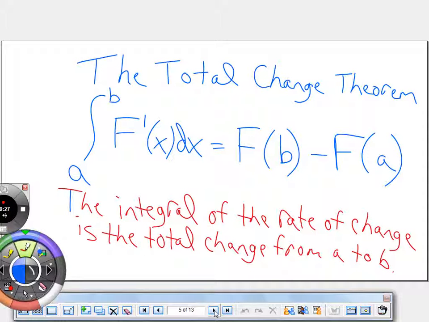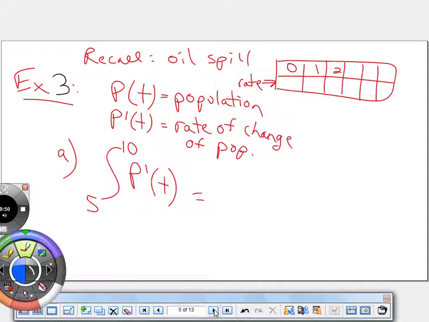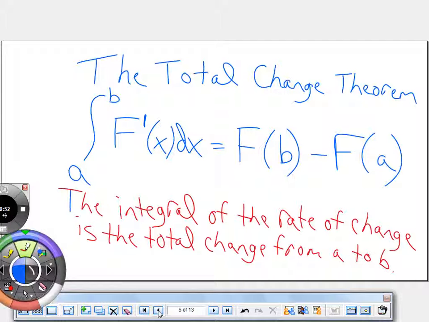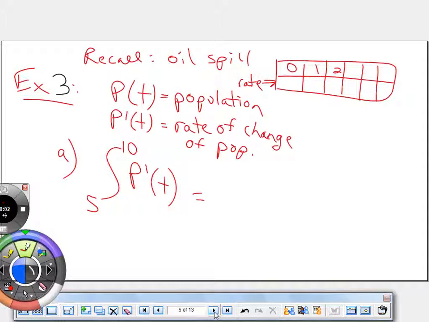All right. Total change theorem. So the total change theorem says that whenever you have an integral of a derivative, so the integral of a rate of change, that's what this is because it has the f prime, it equals the total change. So the integral of the rate of change is the total change from A to B, whatever your limits of integration are. So that's a big theorem. It's really just the fundamental theorem of calculus. It's just that, because the capital F is the antiderivative of f prime.